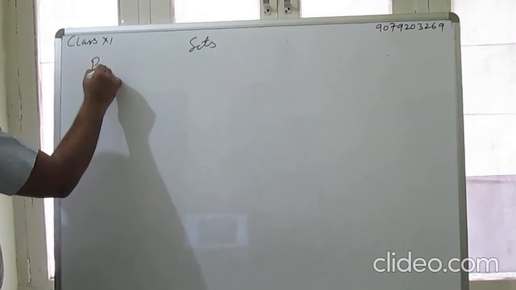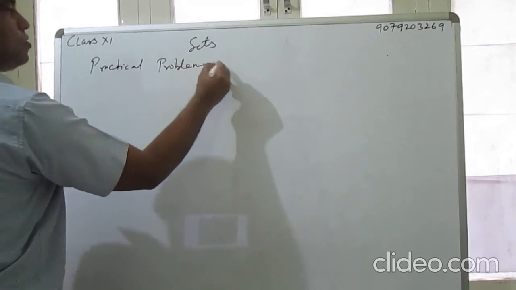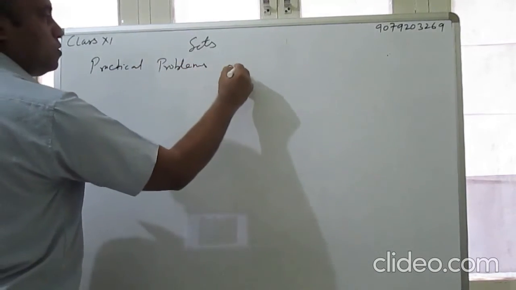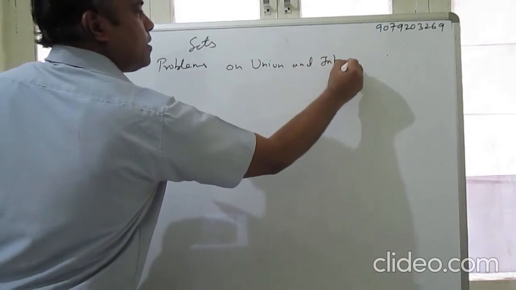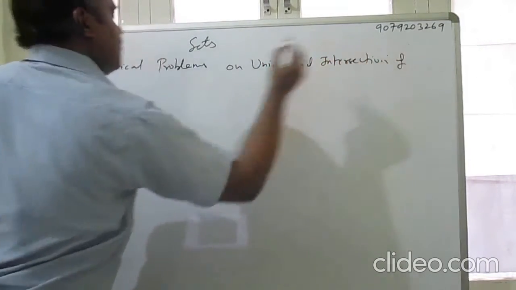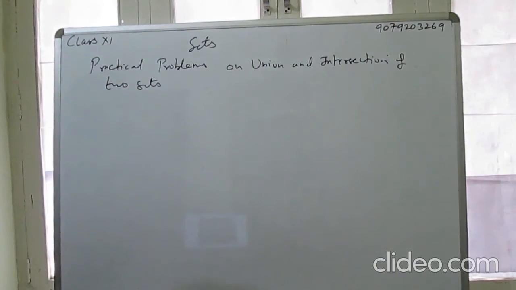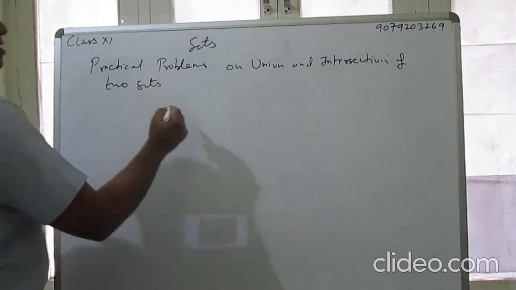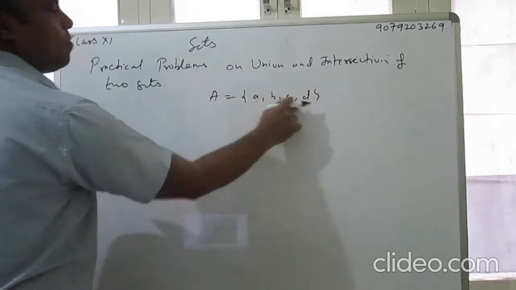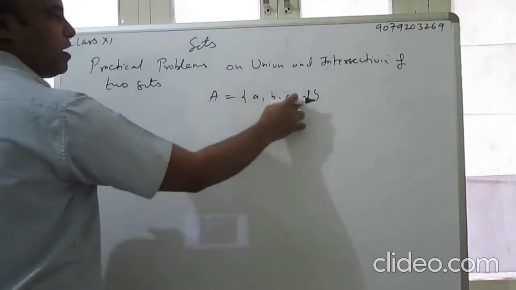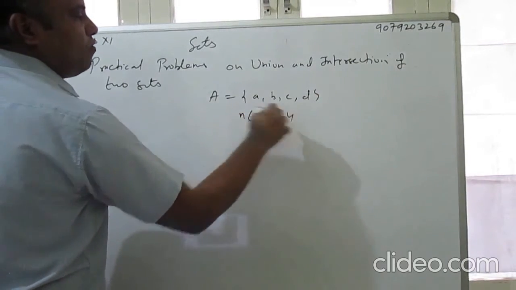Today we will do practical problems on union and intersection of two sets. Practical problems on union and intersection of sets. Suppose set A has a, b, c, d. How many elements are in this? 4 elements. So how will you represent these elements? n(A) is equal to 4.